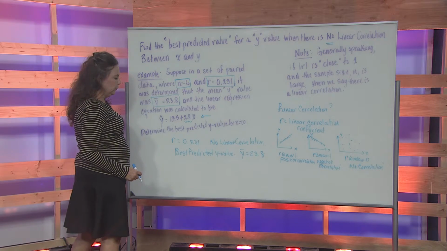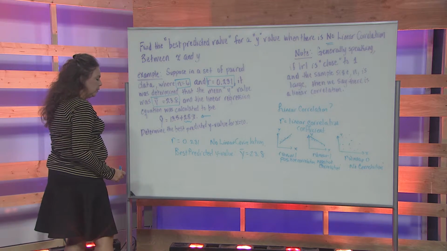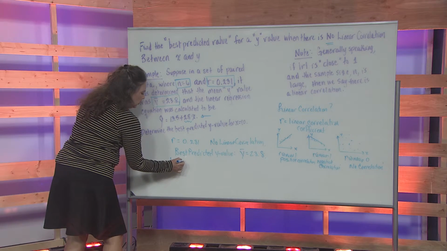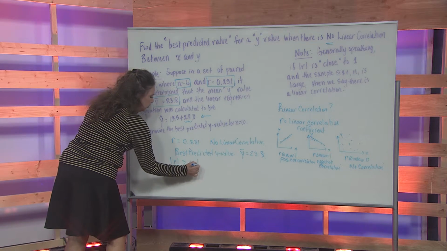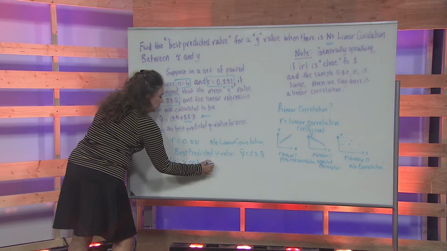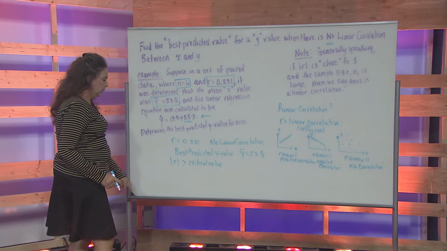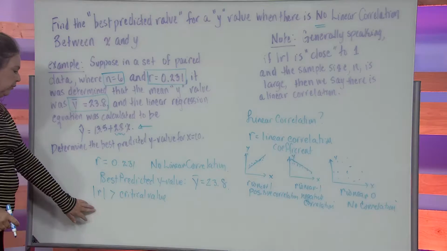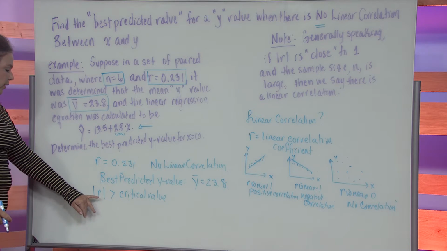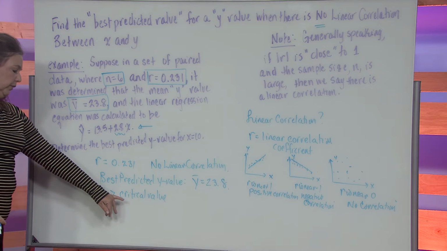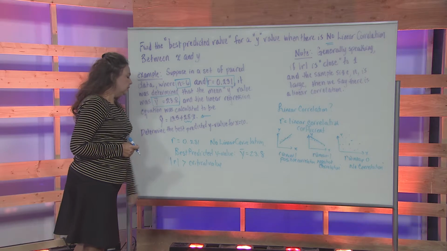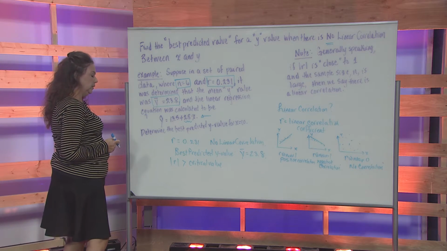So I'd like to say one additional note on a different approach as opposed to just looking at r equal to 0.231. Another approach is to compare the absolute value of r with the critical value. The critical value can be looked up in a table in your textbook. So if you compare the absolute value of the linear correlation coefficient with the critical value, and if the absolute value of r is greater than the critical value, then you can say a linear correlation exists. If not, then you'll say that no linear correlation exists.